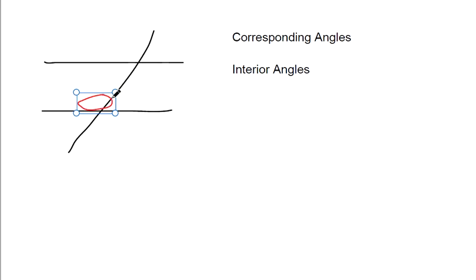Okay, so with interior angles, there isn't a special rule like with corresponding angles. Like this interior angle isn't always equal to both the other interior angles or something like that. What you've got to do with interior angles is use the fact that two interior angles next to each other make a straight line. Right?